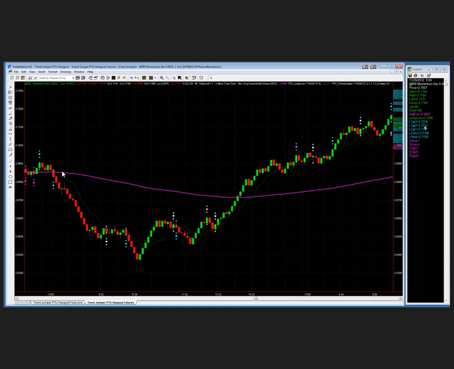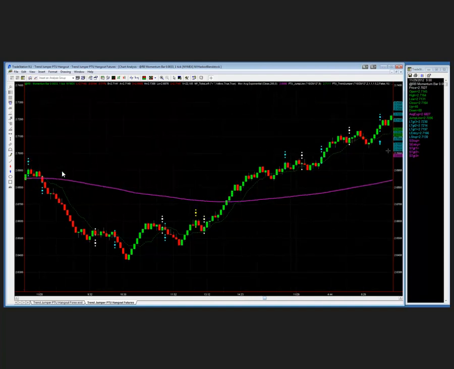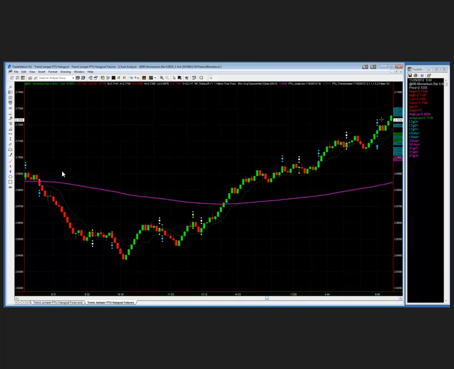You put in a bracket order. We teach you how. You got your stop and your target already in there. And, I mean, look at that. It had no problem getting that target. We go to the third target on this.